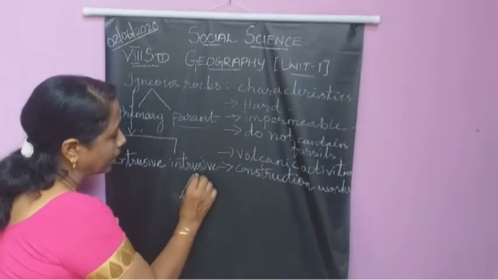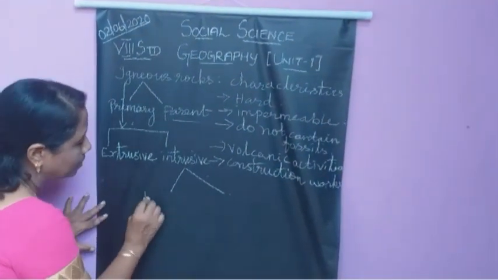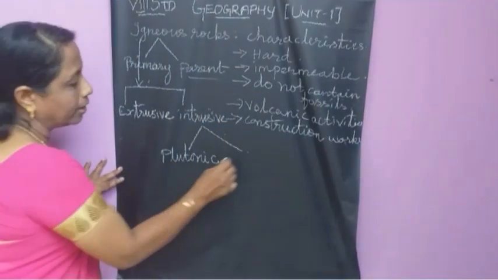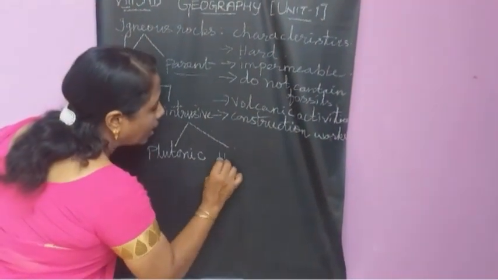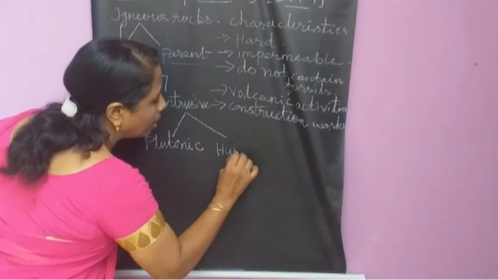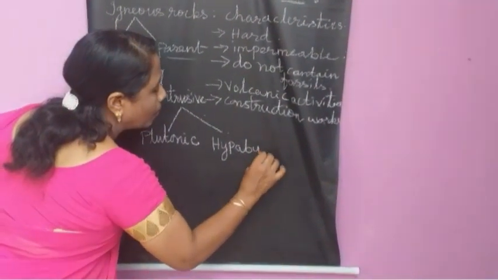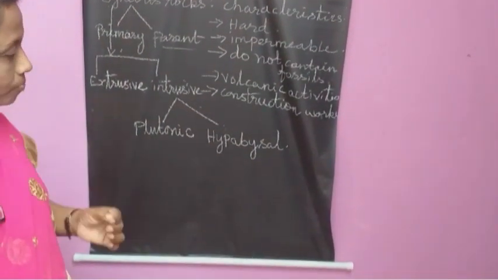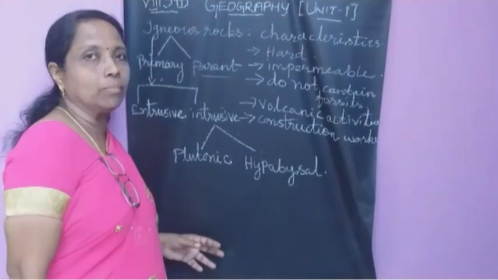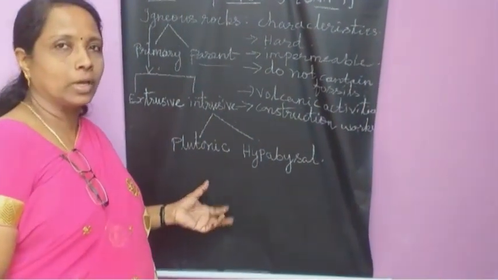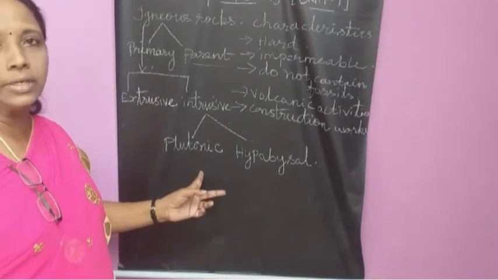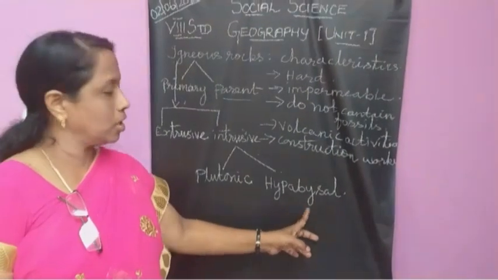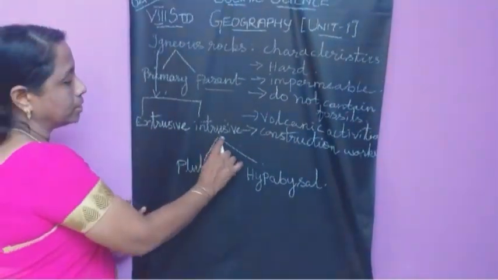Intrusive igneous rock is again classified into two types. Plutonic intrusive igneous rock, and another one is hypabyssal. This is deep seated, and this is shallow. These are the two types in this igneous.